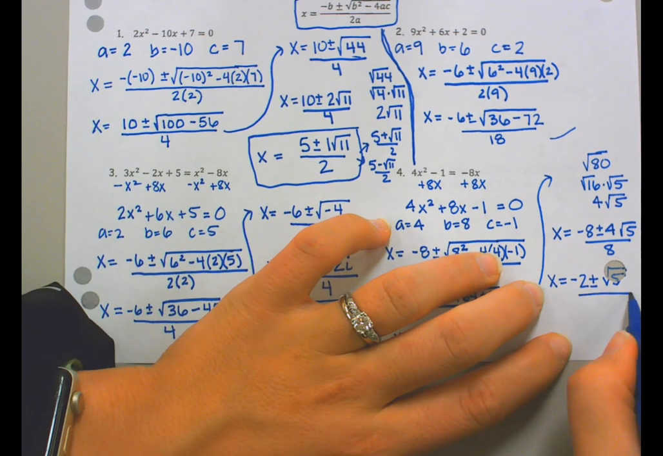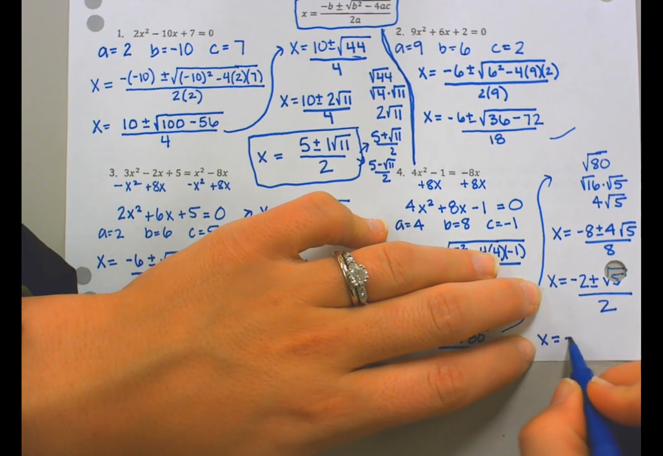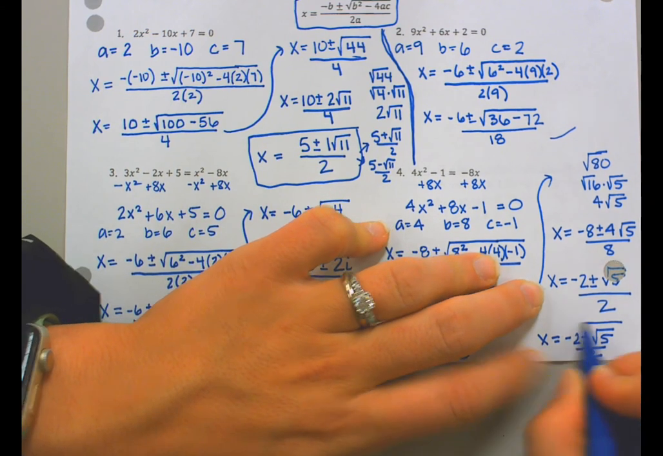And then 8 divided by 4 would give me 2. So my simplified answer, and I'll write it all on the piece of paper, would be negative 2 plus or minus the square root of 5 over 2 as my final answer.